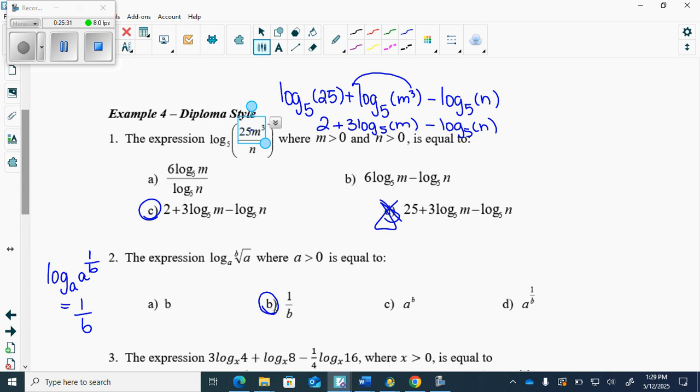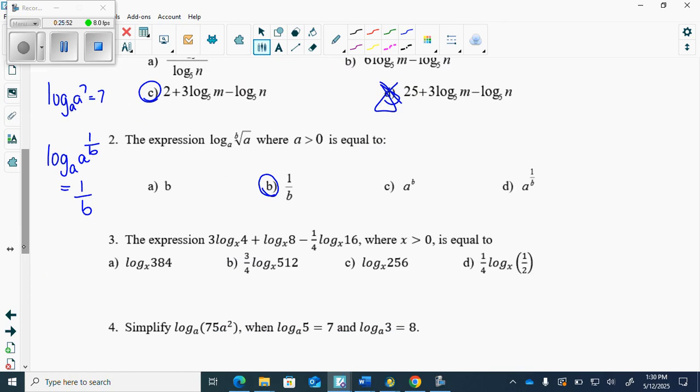So the common error is to just pick this part. But remember, if I gave you log A to the 7, what would the answer be? 7, correct? Because you'd say A to what power gets me A to the 7. So you're saying A to what power gets me A to the 1 over B? 1 over B. Okay?